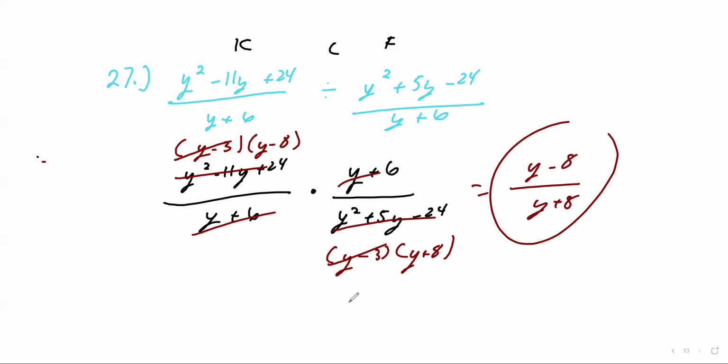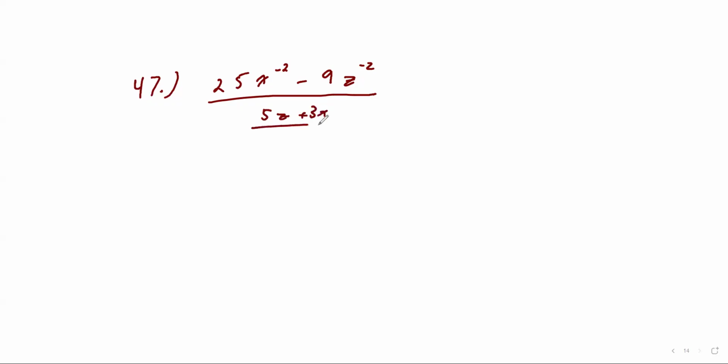All right, so let's get into more complex rational expressions. Let's look at number 47. Number 47 says 25x to the negative 2 minus 9z to the negative 2, divided by 5z plus 3x over x squared. So this is still a keep it, change it, flip it situation.